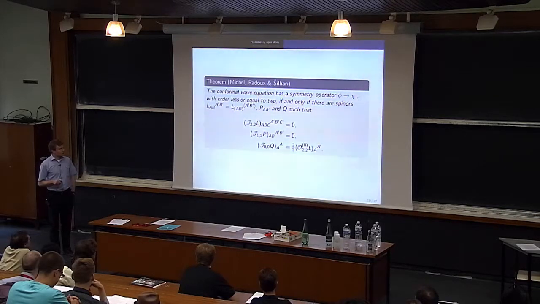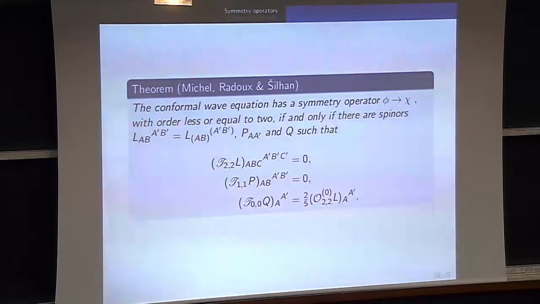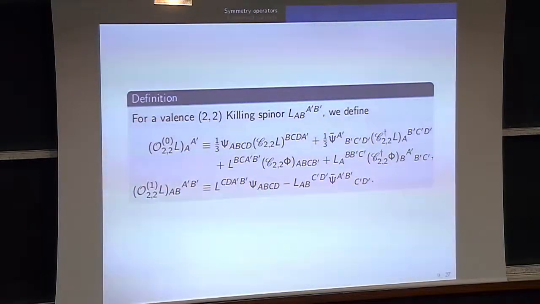And to have a second order symmetry operator for a solution to the conformal wave equation like this, we need this L, which is just a trace-free conformal killing tensor, or valence 2 killing spinor, a valence 1 killing spinor. This means a conformal killing vector, and then we need this scalar, so that the gradient of this scalar actually just matches this O0 operator, which I defined here.